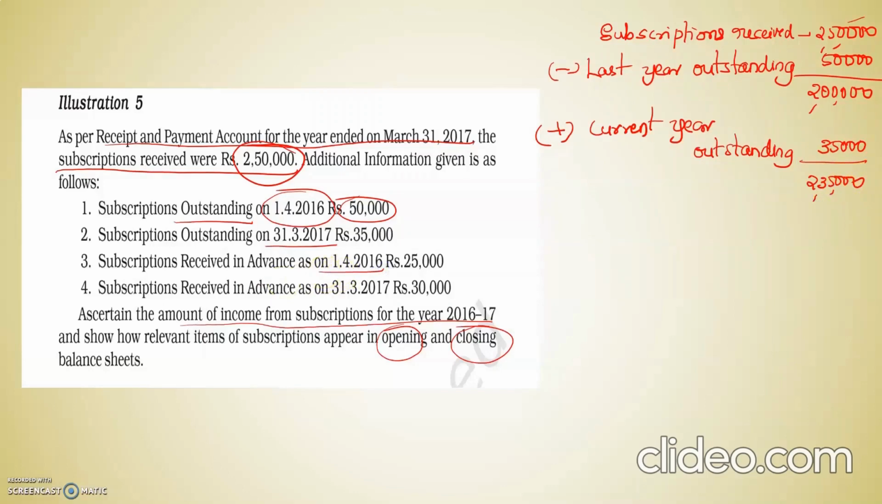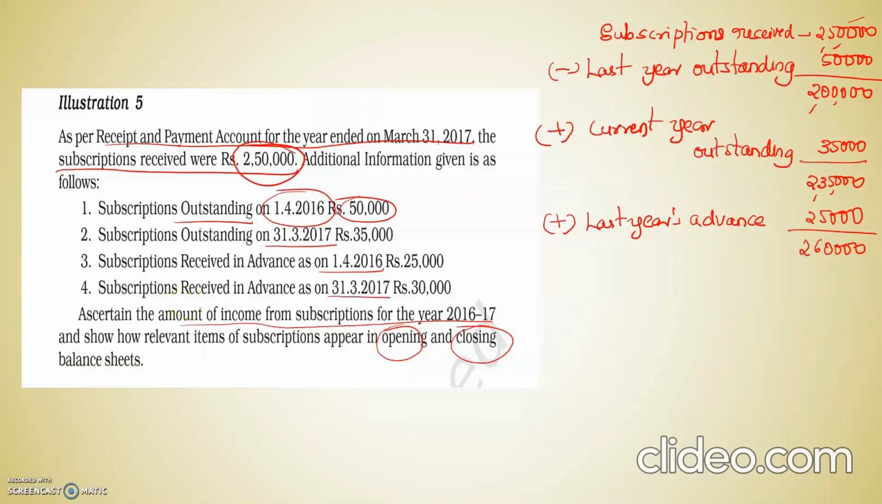Next adjustment, subscription received in advance on 1/4/2016. Opening date advance means last year closing date advance. Last year closing date advance means it does not belong to last year. Last year we collected in advance means it is obviously related to current year. So we have to add it here, add last year's advance. So now total is 2,60,000. Okay.